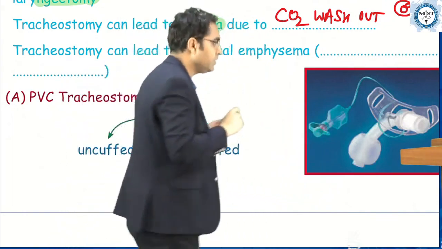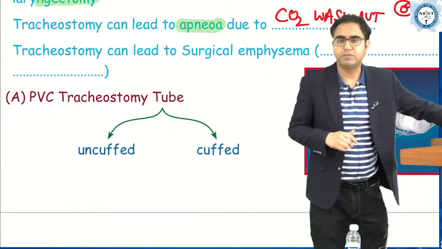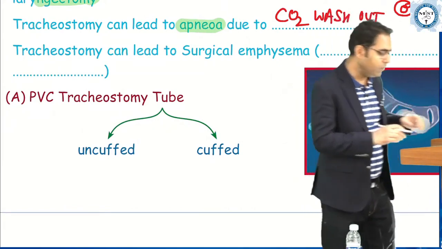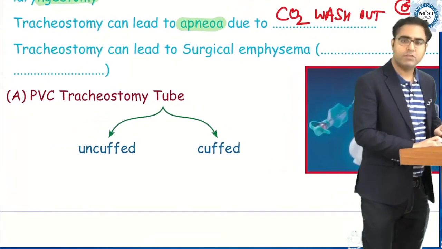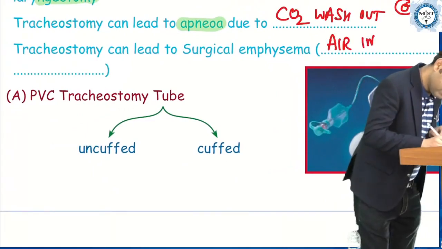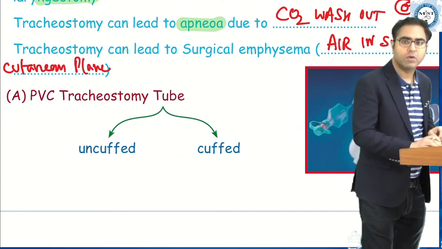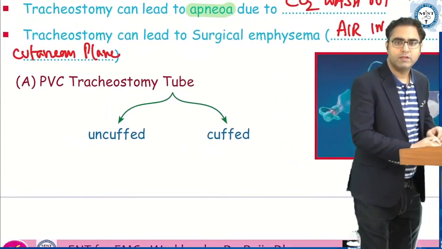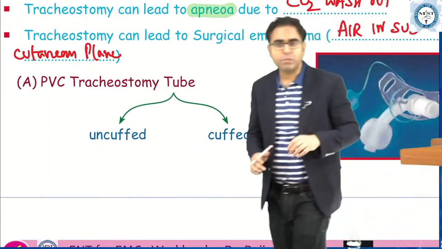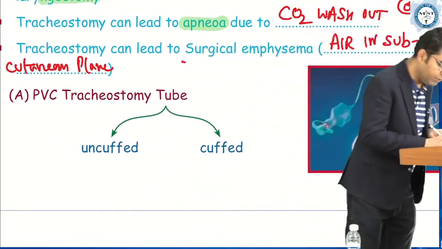Okay. Next question: tracheostomy can lead to surgical emphysema. What is surgical emphysema? It is air in the subcutaneous plane, beta. Tracheostomy can lead to surgical emphysema. Underline the words surgical emphysema, MCQ, beta.